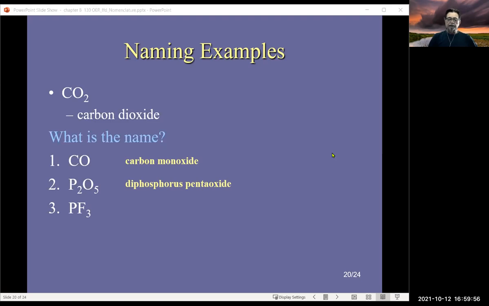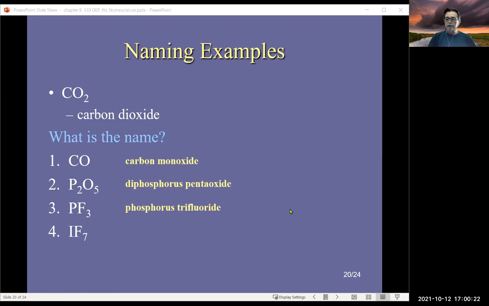Okay, here we have again the parent name. P is phosphorus, F is fluoride. So phosphorus fluoride. There's only one phosphorus, so we don't have to add a mono. Okay, and then there's 3 fluorides, so we add trifluoride. Phosphorus trifluoride.